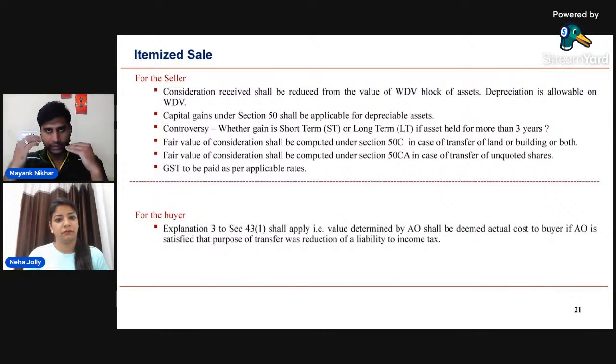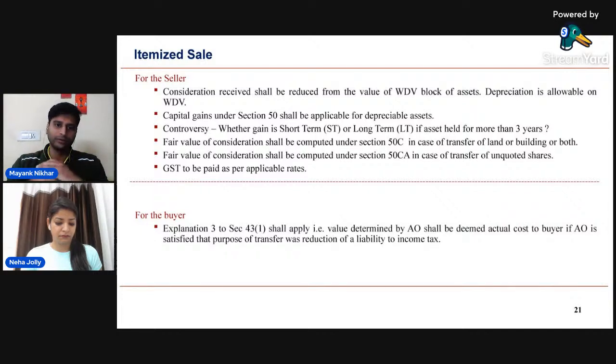It is simply the assets being sold out of a block of assets. It will always be a short-term capital gain, and fair value of consideration shall be computed under section 50C. If it is a case of land and building, you have to follow section 50C. If it is unquoted shares, you have to follow section 50CA. 50C is fair market value plus 5% bandwidth that the Income Tax Act has suggested.